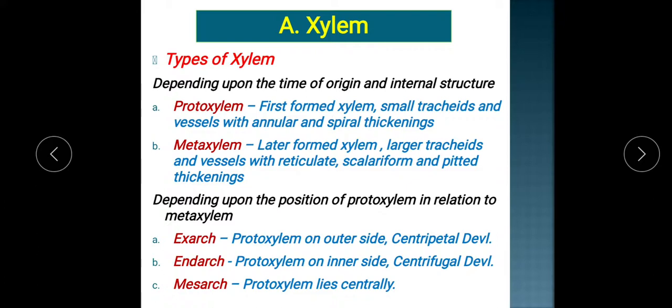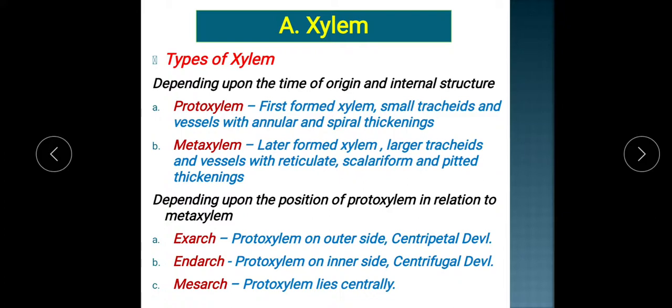Centripetal development means the protoxylem is present towards the outer side. That means the development of the xylem takes place towards the axis of the stem or the root. So that is called centripetal development, meaning development towards the axis. And this exact type of protoxylem can be observed in roots.